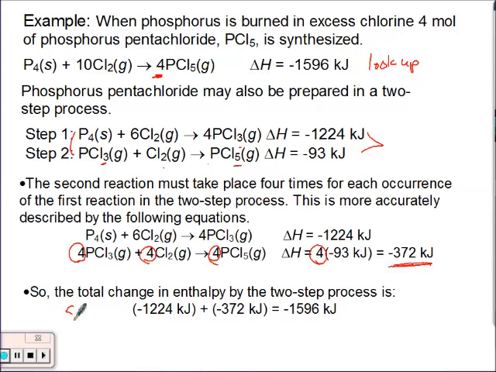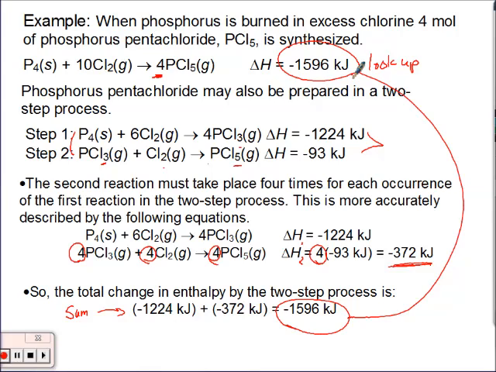This is the sum of these two, H1 and H2. I get the total enthalpy is negative 1596, which is equal to this enthalpy. So it doesn't matter where I started from, as long as I finish at the same place. It doesn't matter the steps that I go through. When I start and end at the same place, I'm going to have the same enthalpy change.